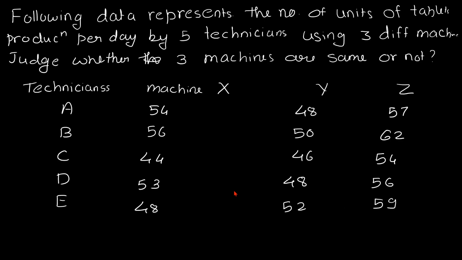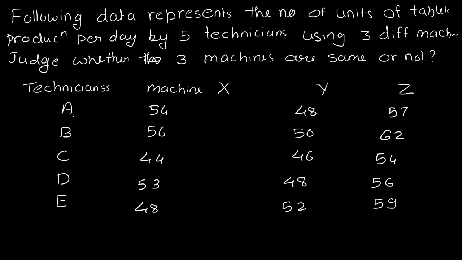Now, if I see this example: the following data represents the number of units of tablets produced per day by 5 technicians using 3 different machines. Judge whether the 3 machines are the same or not. Here A, B, C, D, E are the technicians and the machines are X, Y, and Z.